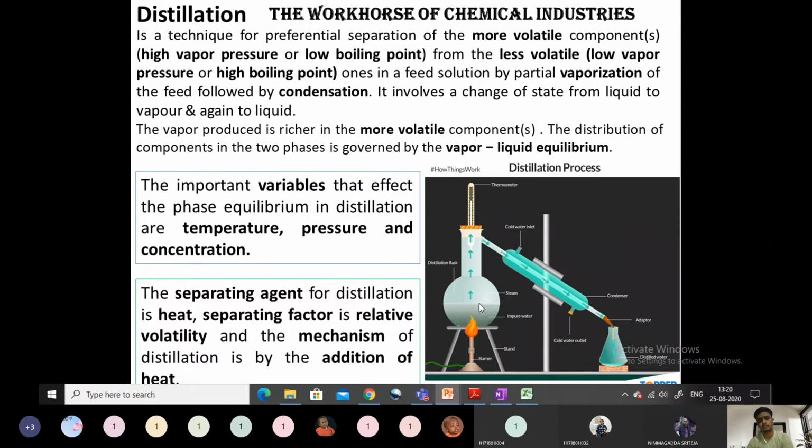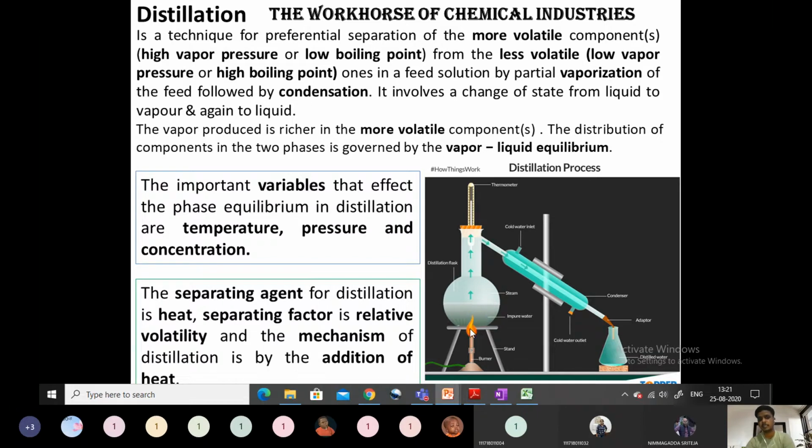Then what is the separating agent for distillation? Here we are not supplying any other components. This is the feed, and to this feed we are just supplying heat. So the separating agent in distillation is just heat. Then the separating factor is the relative volatility. Volatility is a property which indicates how easily a particular component can be converted from liquid to vapor. So relative volatility between one component and another is the separating factor, whereas the separating agent is heat.